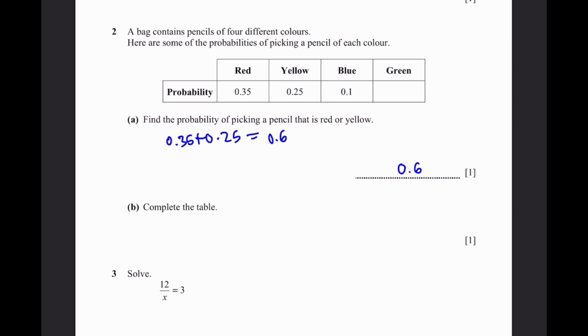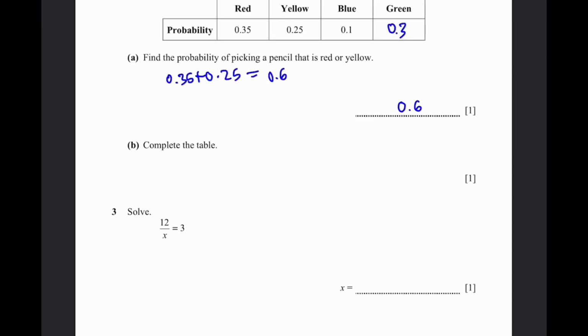B. Complete the table. We need to find the probability for green. That's equal to 1 minus everything here. This is 0.6, add 0.1, there is 0.7. So 1 minus 0.7, and that will be 0.3. That's the answer.